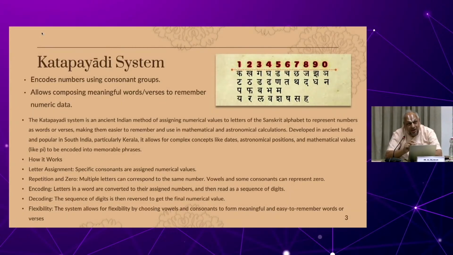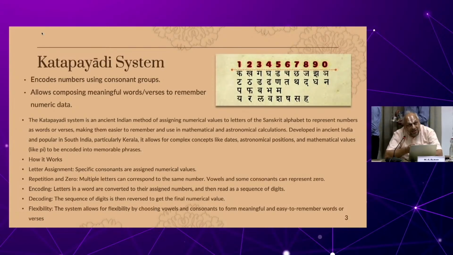So this allows composing meaningful words to remember numeric data. The Katapayadi system is an ancient Indian method of assigning numerical values to letters of the Sanskrit alphabet to represent numbers as words or verses, making them easier to remember and use in mathematical and astronomical calculations. In fact, not only mathematical and astronomical calculations, it was employed across the spectrum of Indian knowledge systems. You have it in Nyaya, you have it in Vedanta, you have it in Sangeeta Shastra, as I am going to show. Developed in ancient India and popular in South India, particularly Kerala, it allows for complex concepts like dates, astronomical positions, and mathematical values.